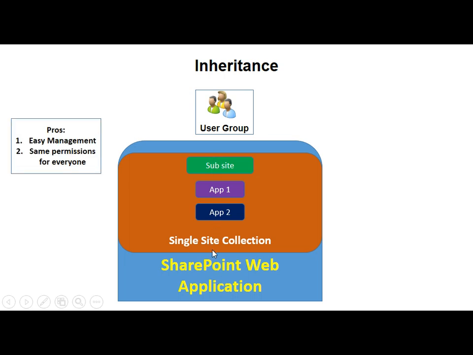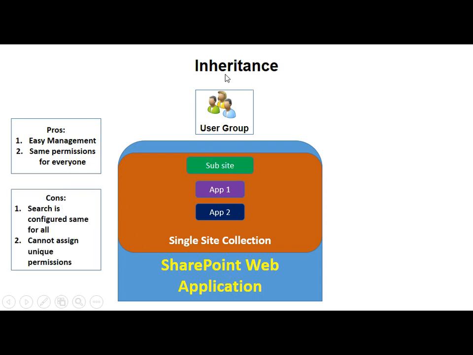Okay, so what are the pros of inheritance? That is easy to manage. For example, you have one user group, you will assign it at the top level, and all the members of the user group will have access to all of the resources of this web application. Okay, the second thing is, it is very clear that you will have same permissions for everyone. For example, there are multiple apps or subsites, then all the users of this user group will have same permissions. What are the cons of this model?